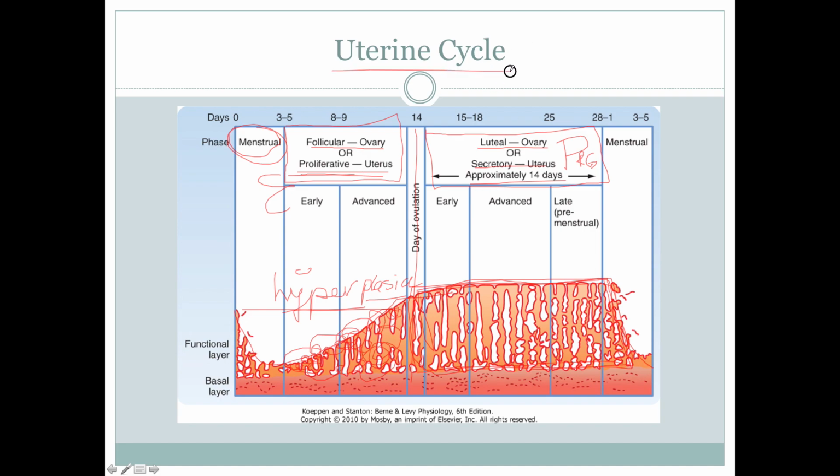To help you remember uterine cycle, I like to use the mnemonic PMS, which usually is premenstrual syndrome, which refers to cramping and breast tenderness and things like that. And it's premenstrual because it happens before menstruation and disappears with menstruation. So P is for proliferative, M is for menstrual, and S is for secretory. So uterine cycle, proliferative, secretory, menstrual, PMS.